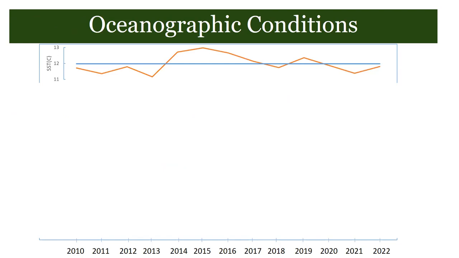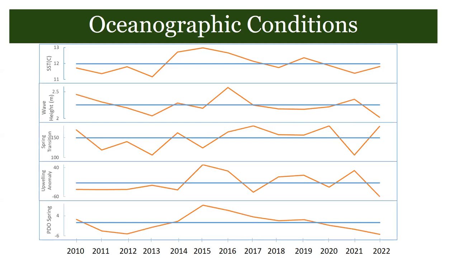So you have sea surface temperature in this case on the y-axis, and year on the x-axis. The red line are the annual average data points, and the blue line is the average data for this time period. So you can see that during these last 12 years, temperatures have fluctuated between 11 and 13 degrees Celsius off of our coast. Other variables that are really important for this environment are wave height, for example, that has varied between 2 and 2.5 meters. So big waves, basically, and this is something we see year round.